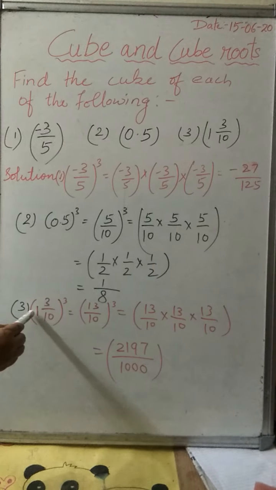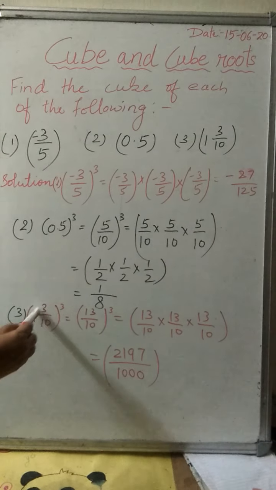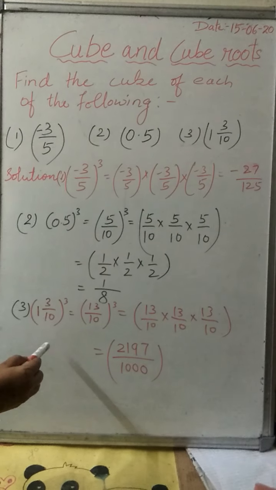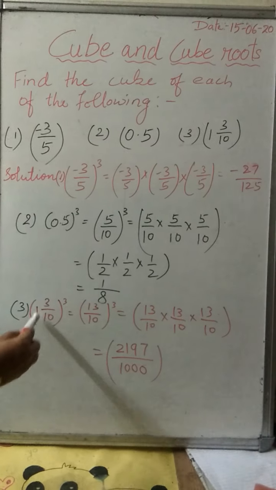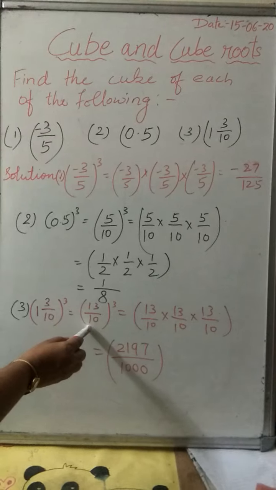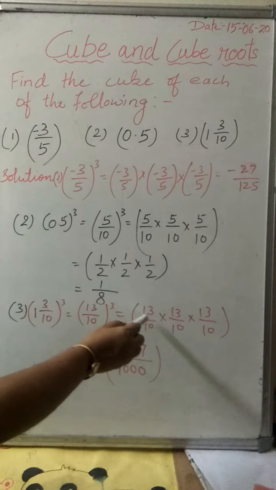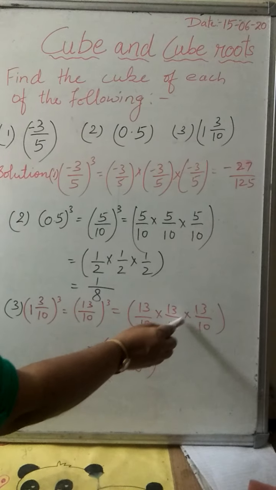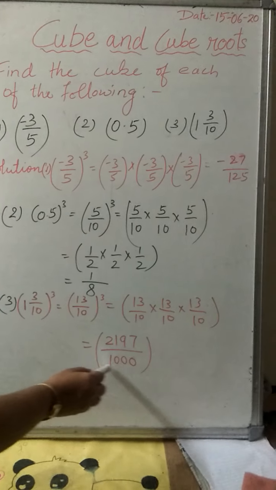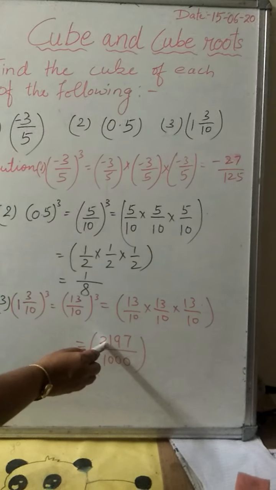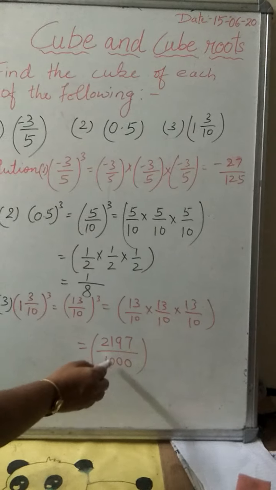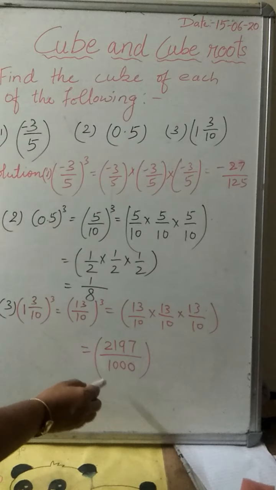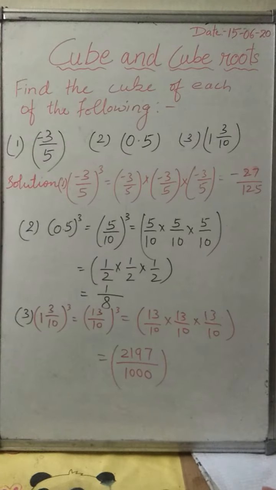The third question is given in mixed fraction, that is 1 3 by 10. First convert it into an improper fraction. So you will get 13 by 10. Then multiply 13 by 10 into 13 by 10 into 13 by 10. And here is the answer, that is 2197 by 1000.